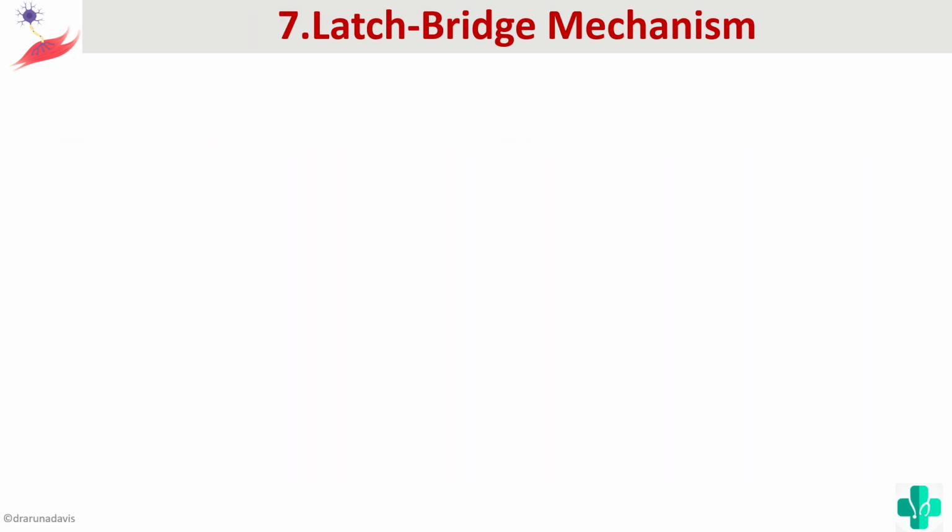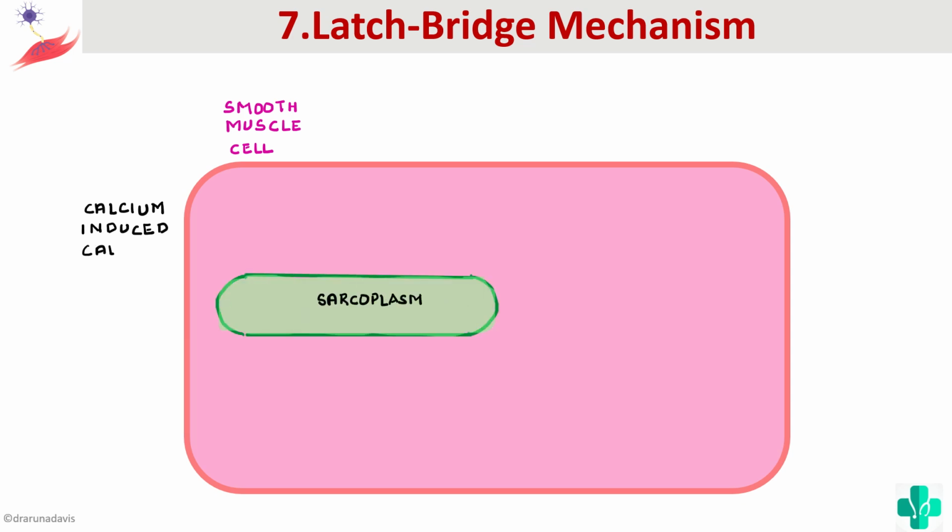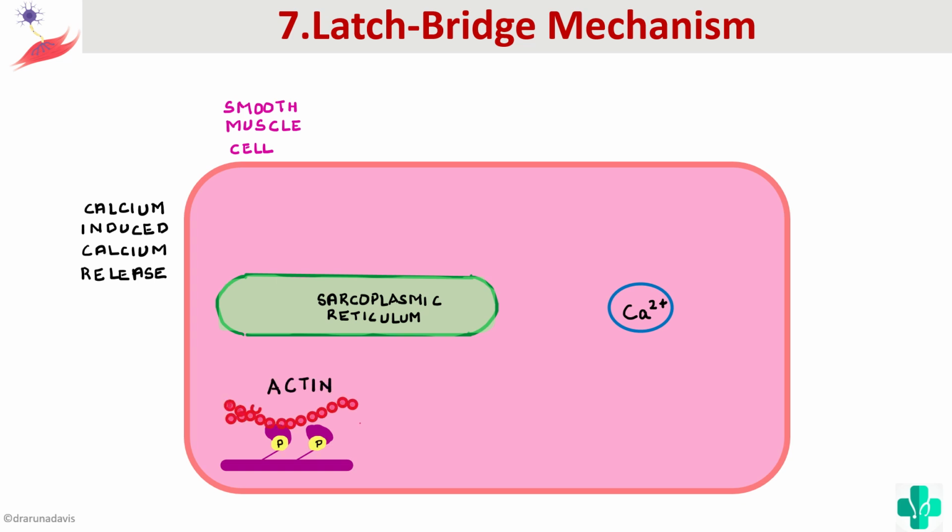So next we move on to another unique property of smooth muscle, which is the latch bridge mechanism. To understand the latch bridge mechanism, we should first know how a smooth muscle contracts and relaxes. So suppose this is a smooth muscle. We know the smooth muscle contracts by means of calcium-induced calcium release, which is basically release of calcium from the sarcoplasmic reticulum. This calcium in turn will activate enzymes that will phosphorylate the myosin head and thereby cause cross-linkage formation between actin and myosin.